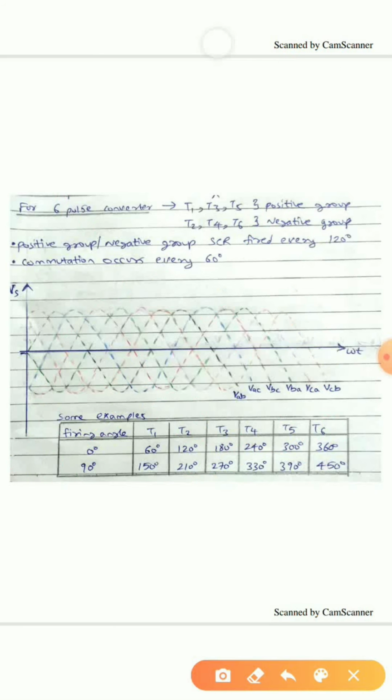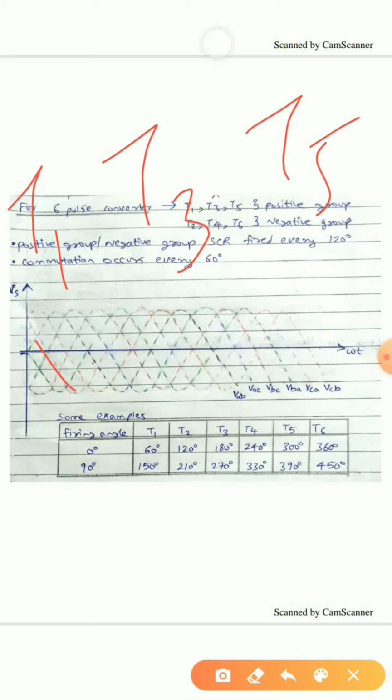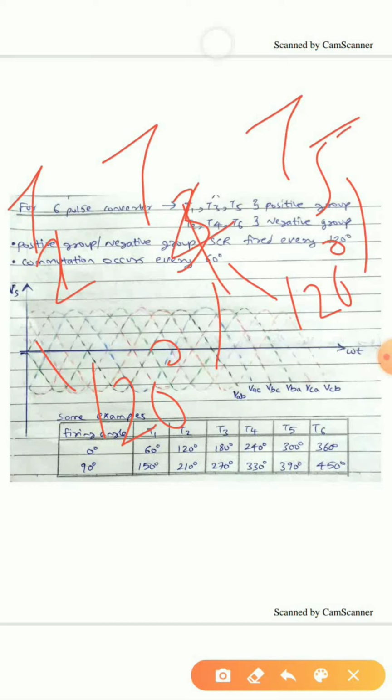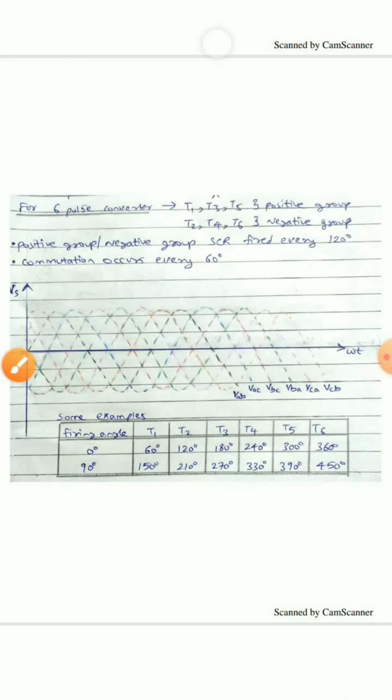So in 6 pulse converters, we know that in the positive group we have T1, T3, T5. So after T1 is on, 120 degree after that T3 will be turned on. After T3 is on, 120 degree after that T5 will be turned on. Similarly for the negative group T2, T4, T6. After T2 is on, after 120 degree T4 will turn on. After T4 is on, after 120 degree T6 will turn on. So this we have to keep in mind.